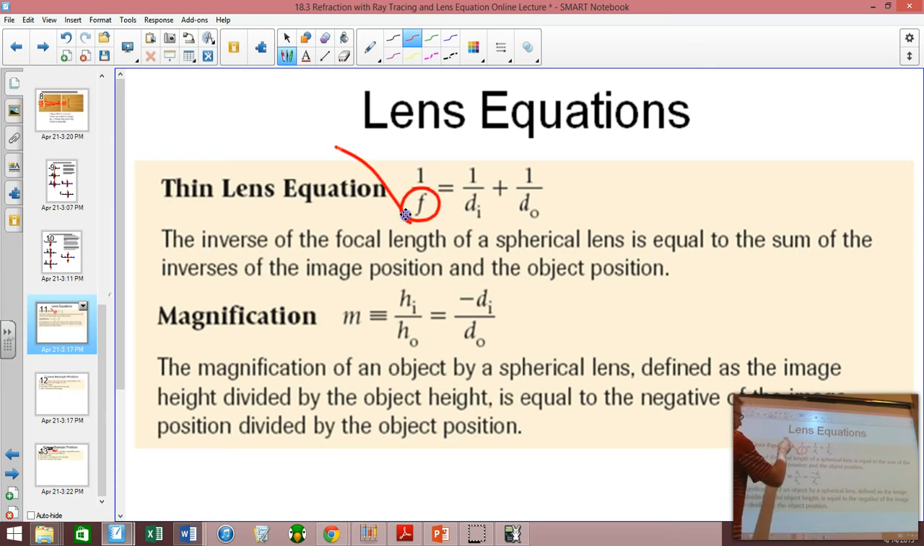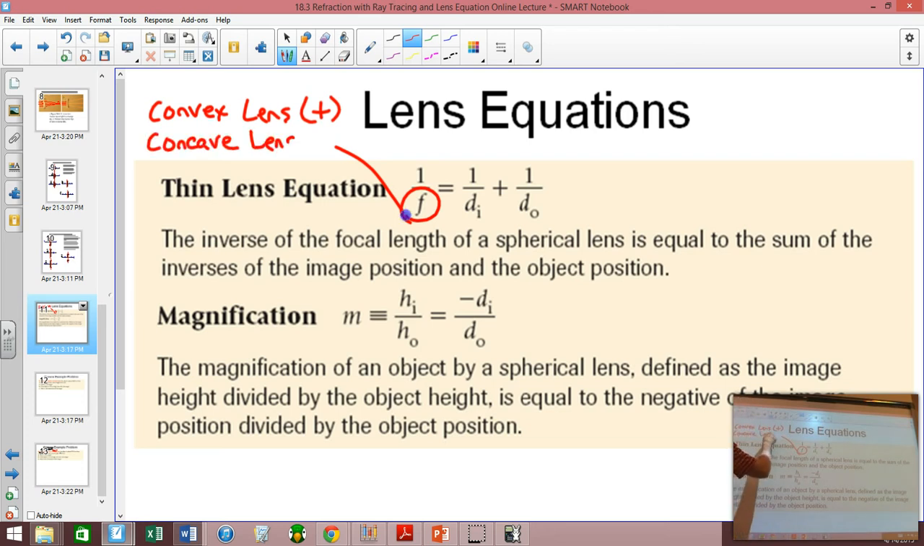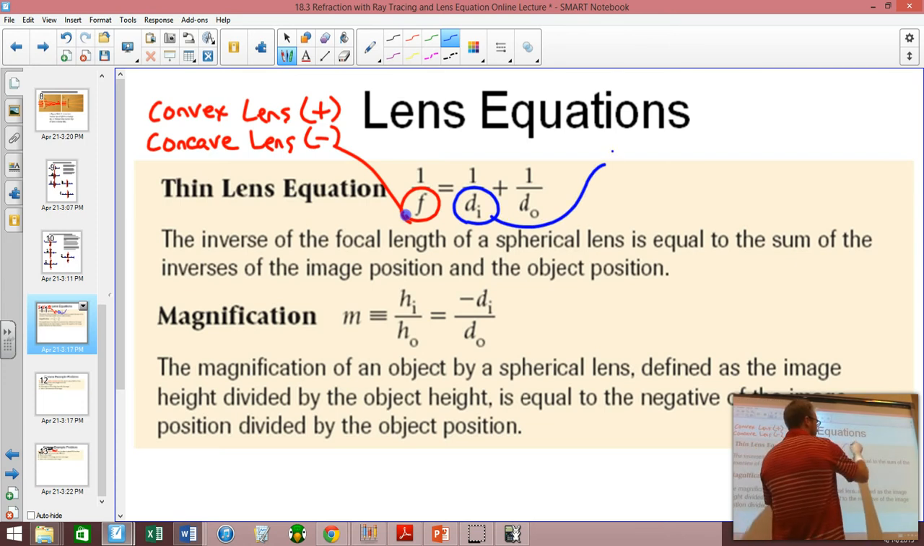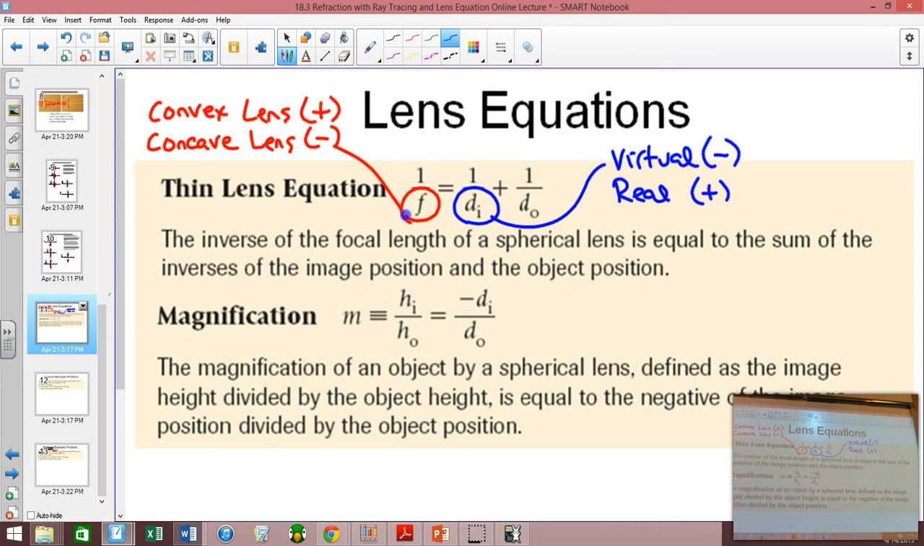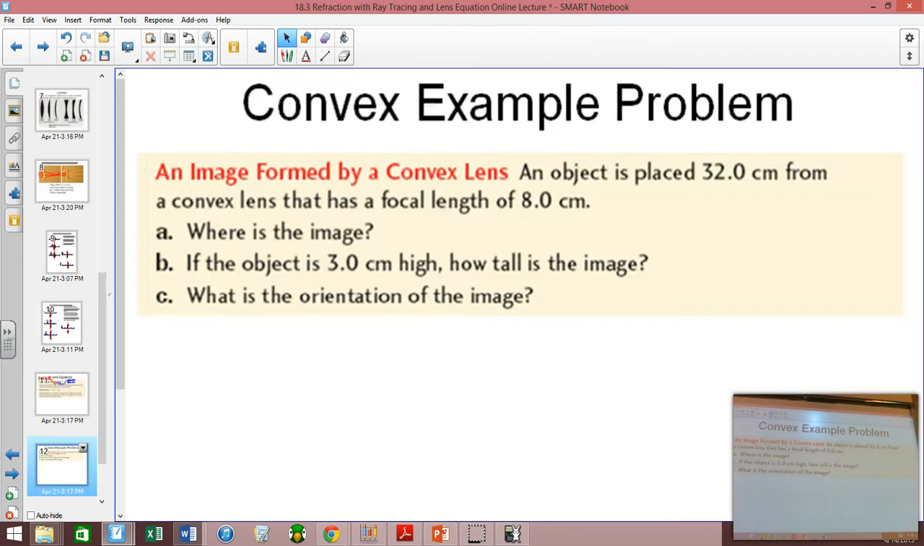When we're dealing with lenses, when you've got a convex lens, that has a positive focal length. When you have a concave lens, that has a negative focal length. The distance to your image, again, deals with virtual and real. Same rules apply: if it's a virtual image, it's going to have a negative distance to your image. If it's a real image, it's going to have a positive distance to your image. I've got 2 examples I wanted to go through with you, just to give you an example of this.